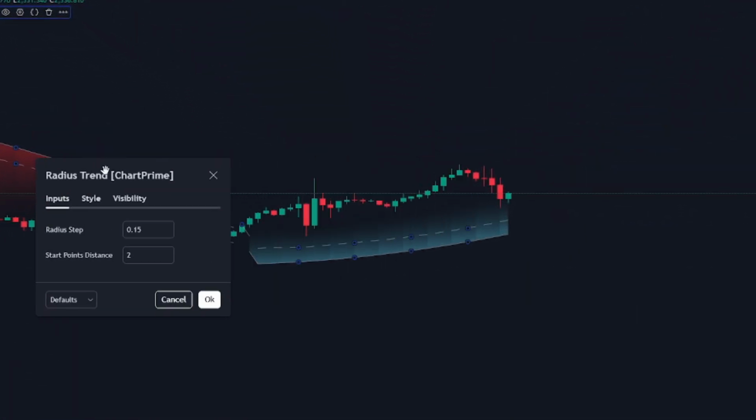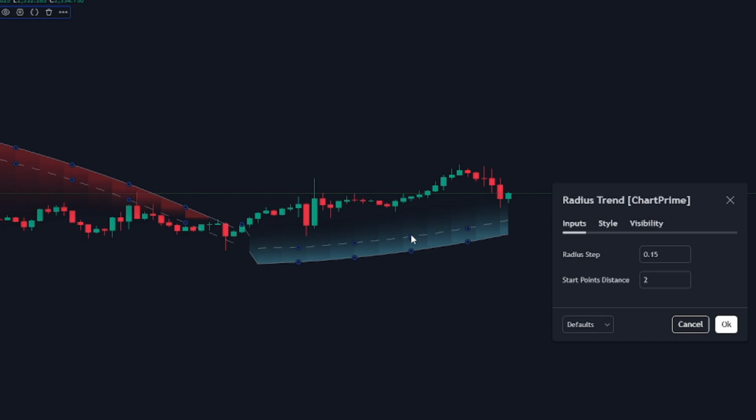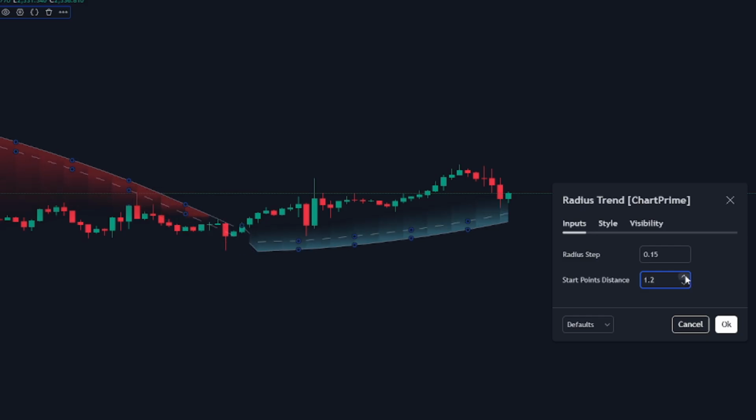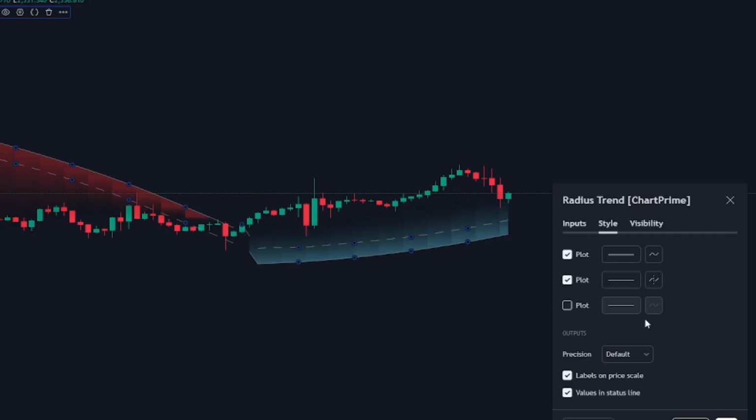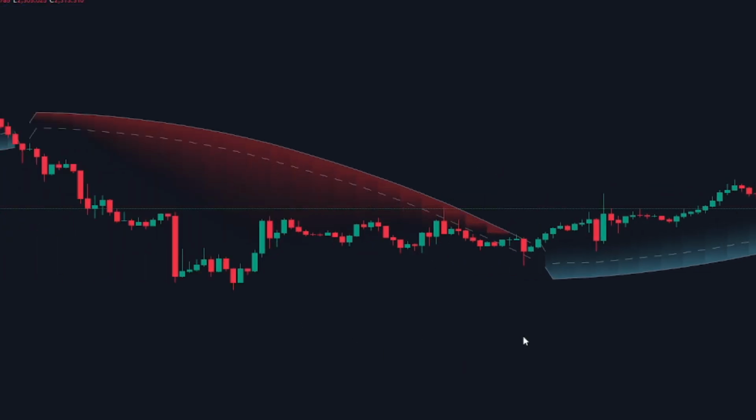Let's dive into the settings and see how you can fine-tune this indicator for your trading style. The radius step option determines how quickly the trend line adjusts its angle. A smaller value makes it more responsive but could produce noisier signals. The start point's distance sets the initial distance between the price and the bands. Larger values make the bands wider, while smaller values make them narrower. Finding the right balance here is key. Experiment with these settings to match your preferred trading time frame and style.